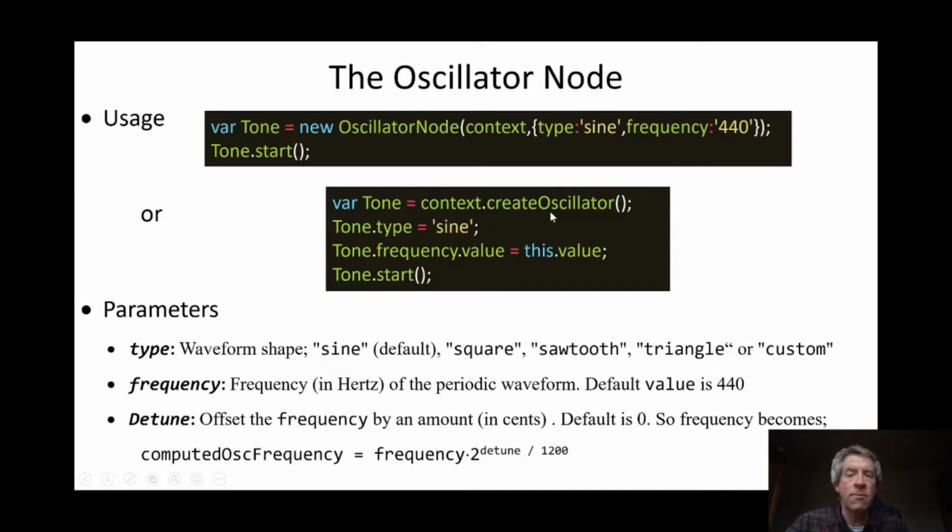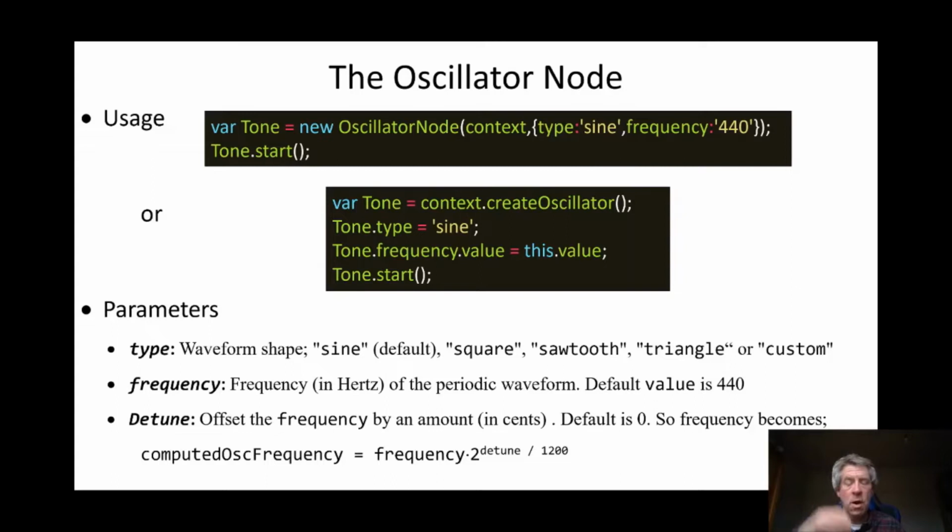So, what are those parameters? Well, it's a simple node. There's only three parameters that come with the node: the type of waveform, sine, square, sawtooth, triangle, or what's known as custom, which is what we'll be talking about later, how you create your own different types of oscillators. There's the frequency, which you set in hertz, cycles or periods per second. Cycles per second, or 1 over the frequency is the period, so how long in seconds or milliseconds before it starts to repeat. The default value is 440 hertz. Well-known value on the musical scale.